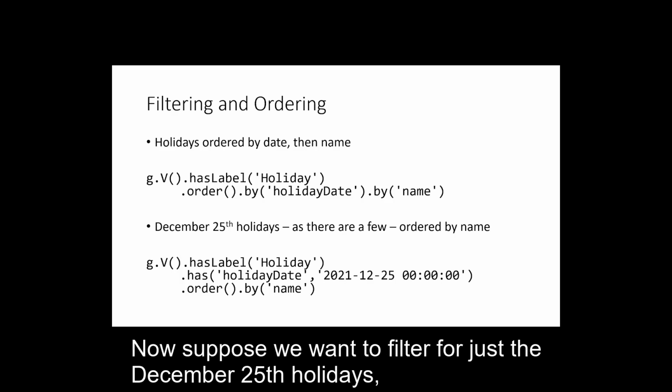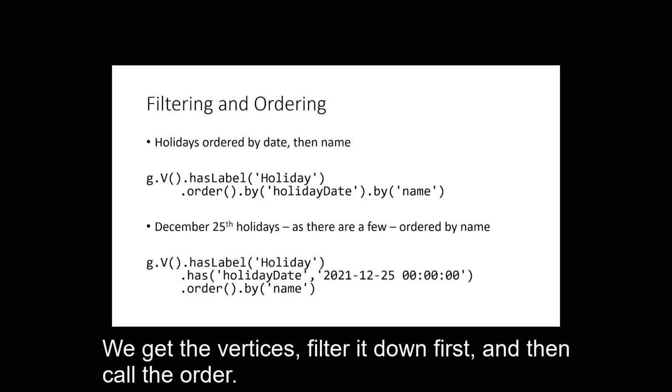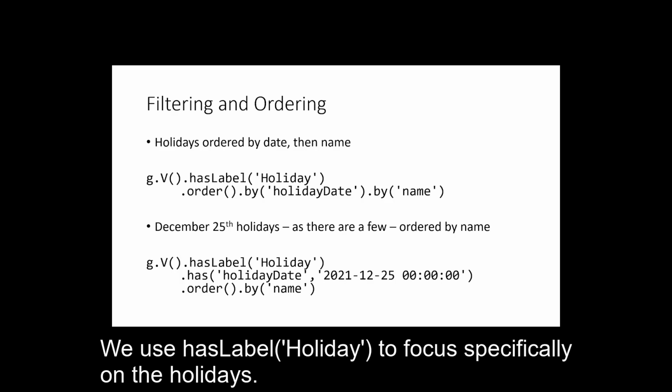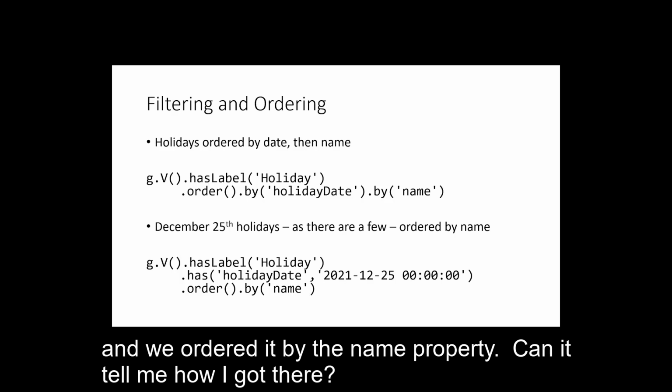Suppose we want to filter for just the December 25th holidays, as there are quite a few. We want to order those by name. We get the vertices, filter them down first, and then call the order. So we did a hasLabel holiday to focus specifically on the holidays. Then we kept only the ones that have the holiday date property set to December 25th, 2021. Then we ordered it by the name property.